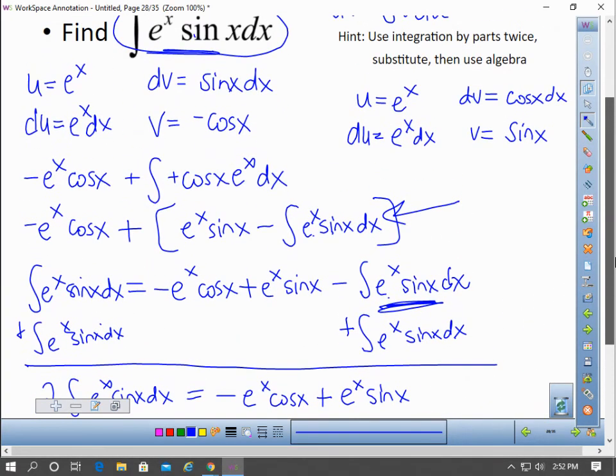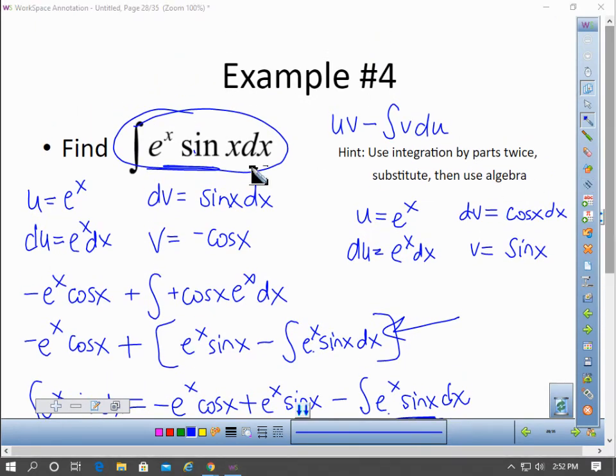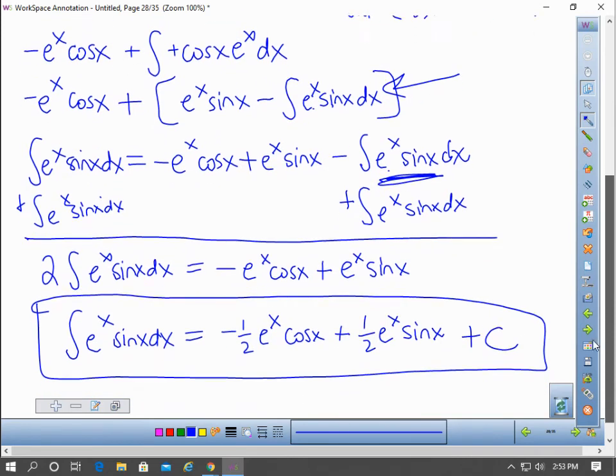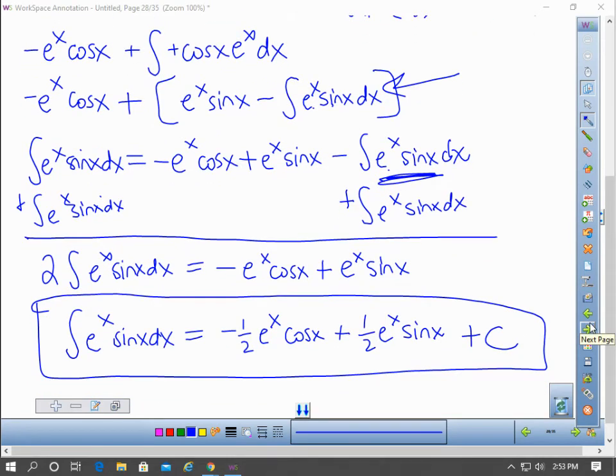And that's your answer. Now notice that usually this will happen when you have a trig function whose derivative alternates back and forth, right? Because the derivative and the antiderivative of sine alternates back and forth between cosine and sine. Same thing for cosine. So it'll normally happen when you have a cosine or a sine in your problem because your antiderivatives and your derivatives alternate back and forth.